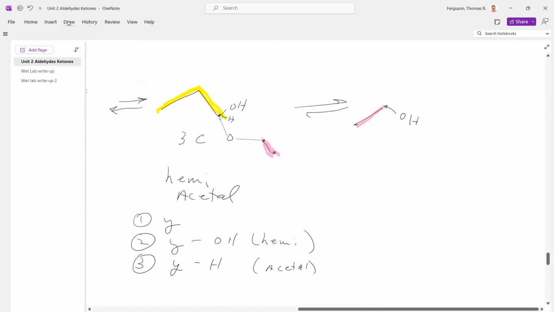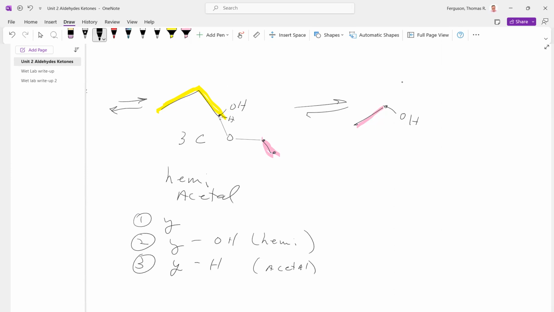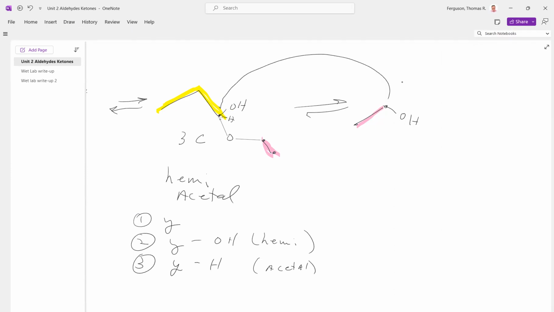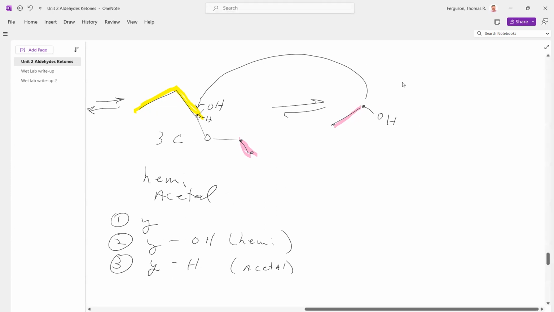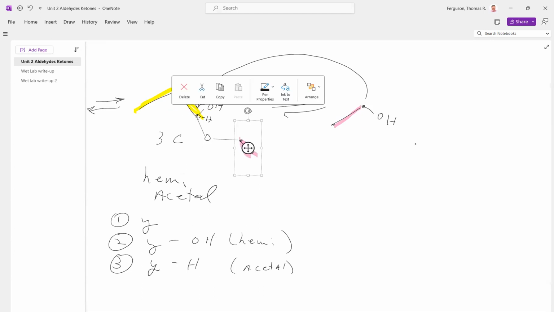So what's going to happen now is this guy is again going to attach to the anomeric carbon. So we still have the original yellow backbone. Let's do this here. So we're going to add that ethanol.